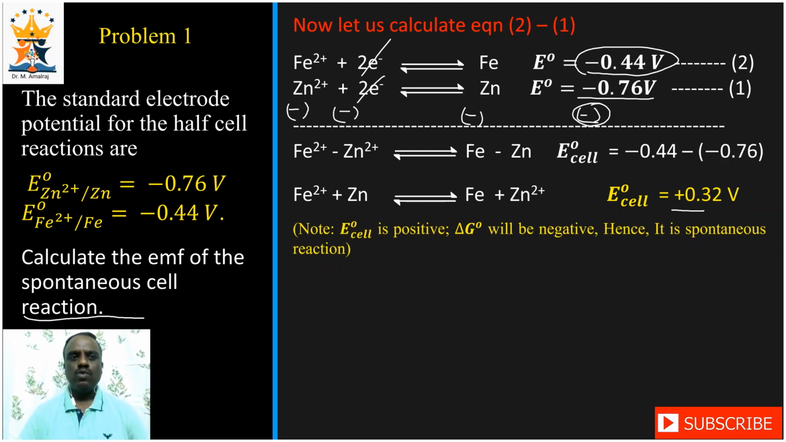Fine. So do we need to do this many steps really to do a simple problem? Absolutely no. Take this as equation 1 and this as equation 2. Try 1 minus 2 or 2 minus 1. Whichever is giving the positive E0, we can conclude that is a spontaneous cell reaction. In case they ask for the final cell reaction, that is also possible without doing this much calculation.